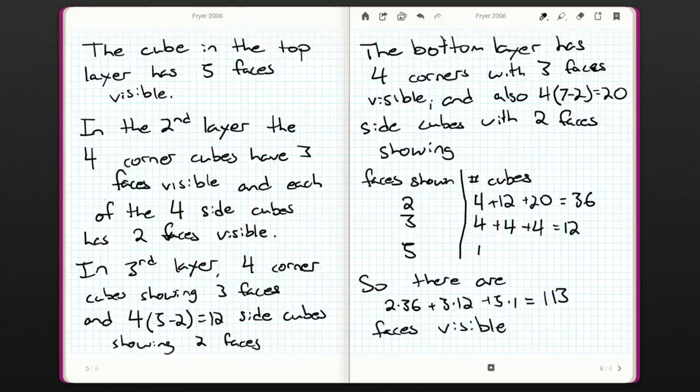So we have 113 visible faces. Okay. And if we wanted more layers, we could try and generalize. I mean, we already know there's always going to be 4 corners. And in terms of side cubes, we have a formula for that. 4 times the side length minus 2. So we can definitely keep going on with this. But let's take a look at what C-part asks.